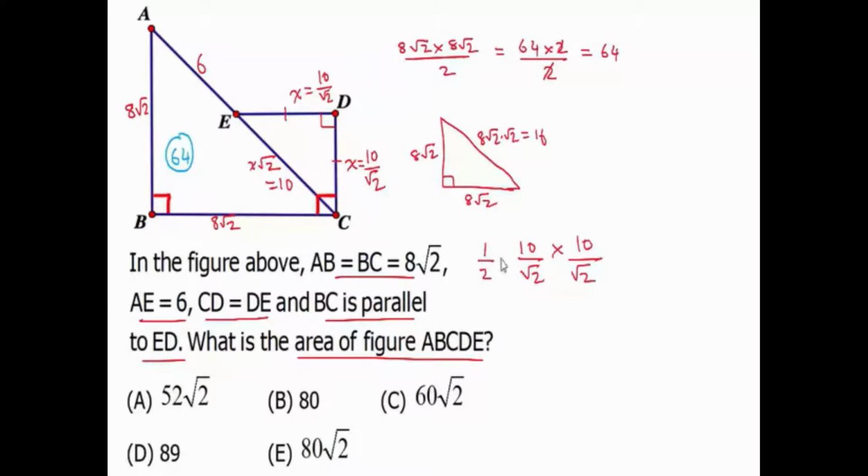1/2 times base times height. So this is going to be equal to 10 times 10 is 100 over square root of 2 times square root of 2, and square root of 2 is 2, and 2 times 2 is 4. 100 over 4 is 25. Therefore, the area of the smaller triangle is 25 units, and the area of figure ABCDE is 64 plus 25, which is 89. Answer choice D.